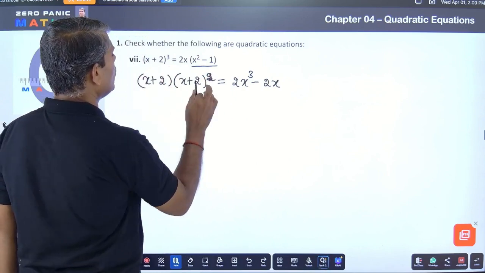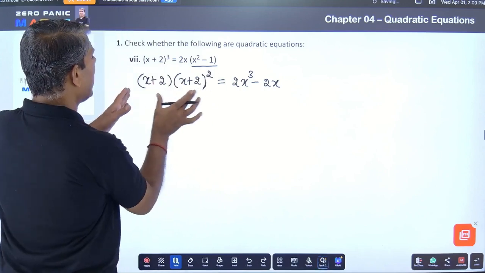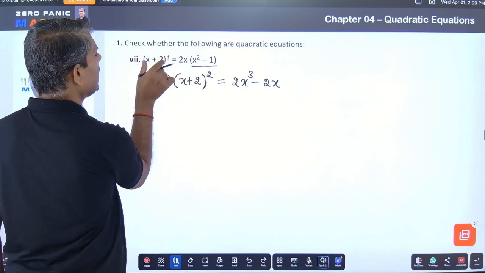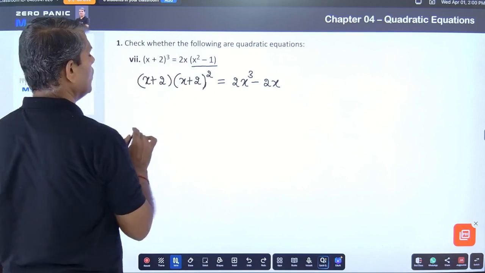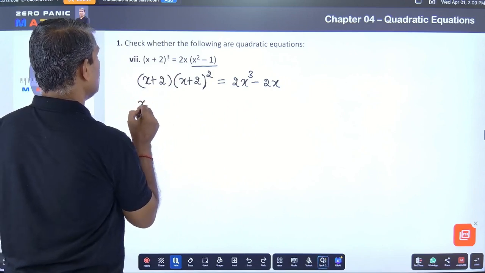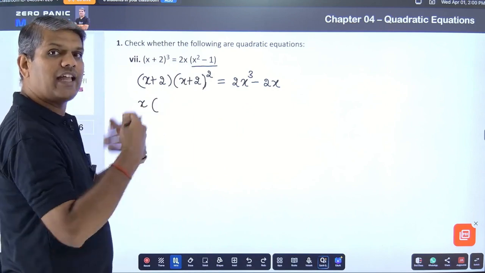Because cube only is the thing that we are trying to divide it into. x plus 2 and x plus 2 whole square will make it x plus 2 whole cube. Okay, sorry for that. Now what we have to do, x into this term. What is that term? Let me write that quickly.